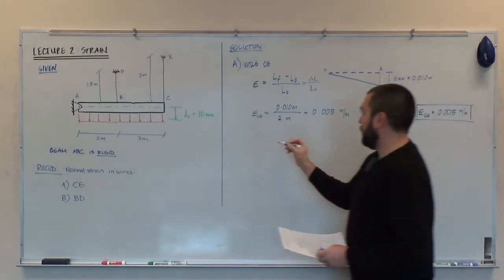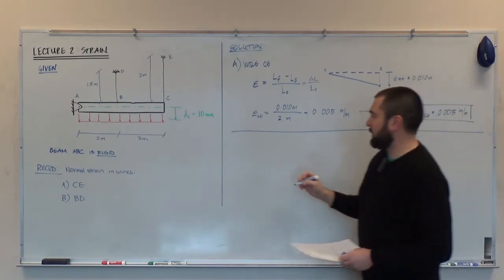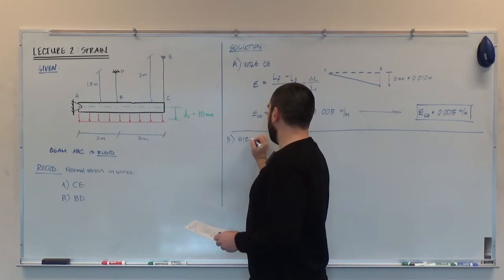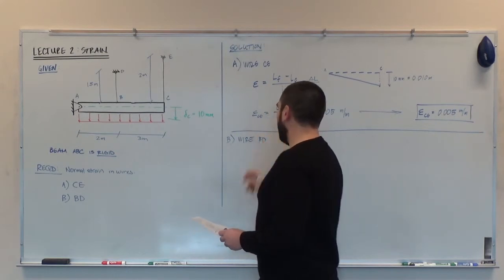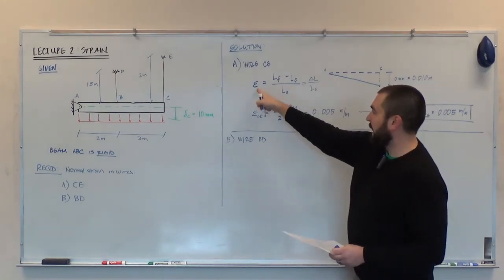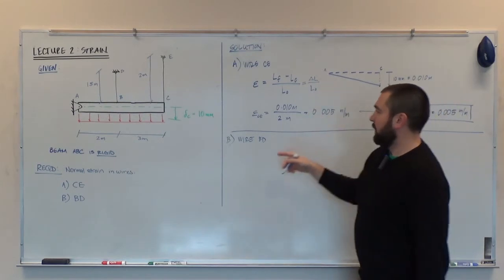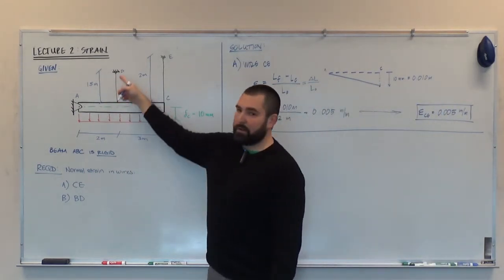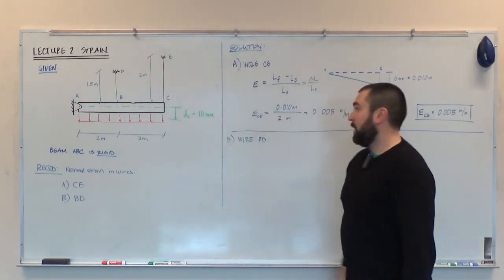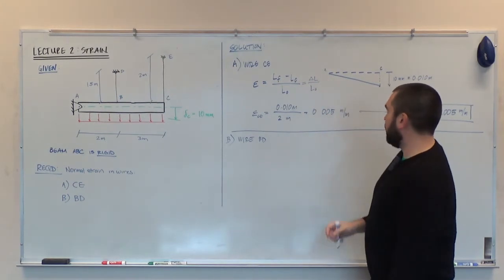Now, the slightly more complex part is subpart B, where it's asking us to find the average normal strain in wire BD. It's the same exact initial equation. The average normal strain is equal to the change in length over the original length. We have the original length of wire BD, that's 1.5 meters. That's given to us straight from the diagram. The trickier thing is going to be, what is the deflection? What is the change in length of wire BD?